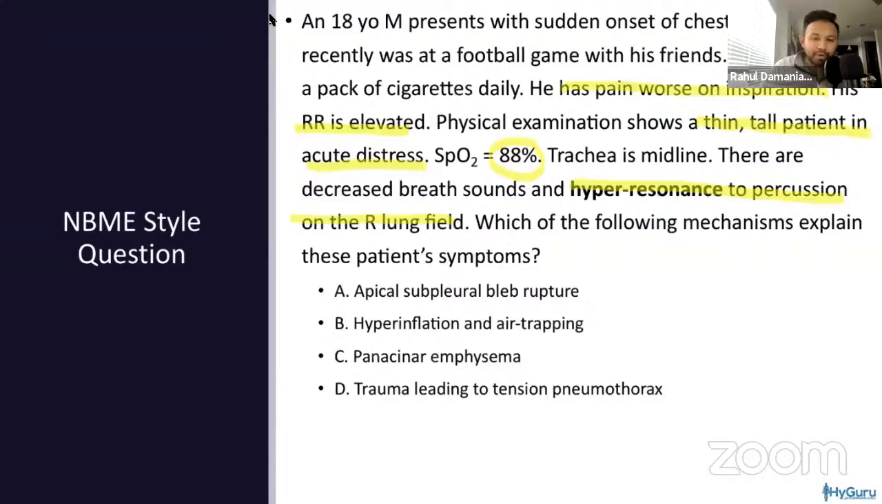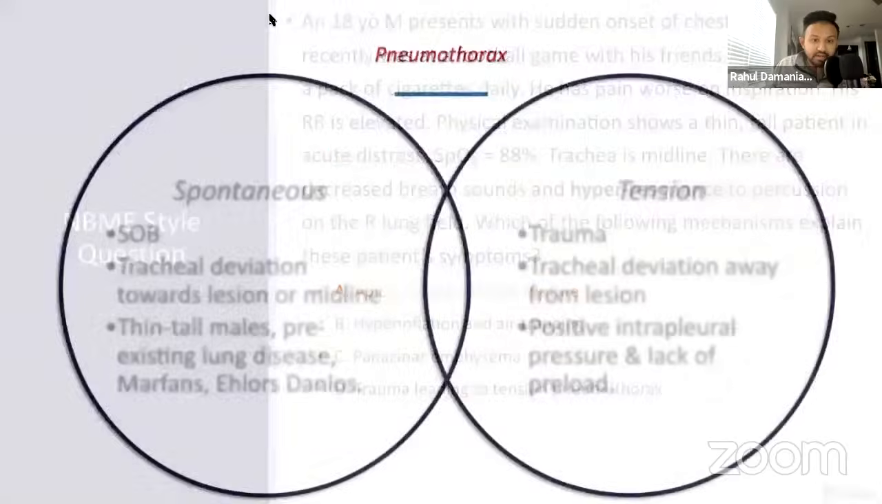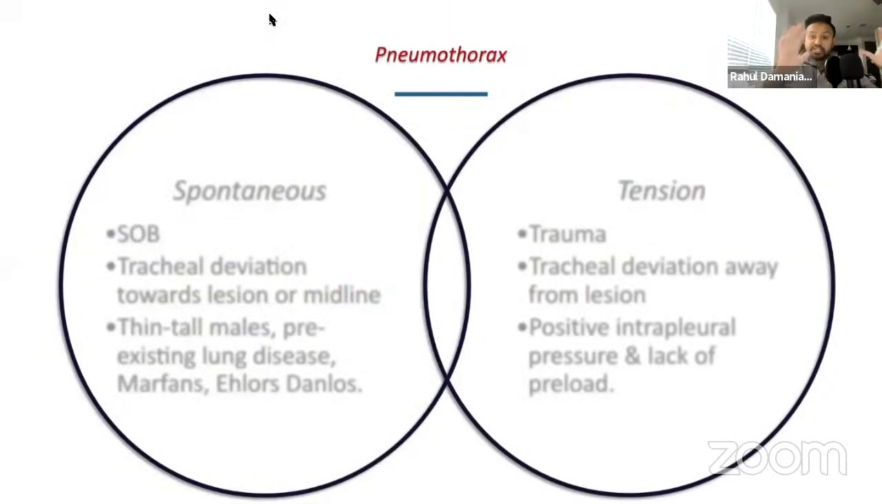And people are putting in A, and you're absolutely correct. The rupture of the apical bleb, I can't stress that enough, because that causes those spontaneous pneumothoraces. Remember, the trachea being midline or shifted towards the side of the lesion is key for spontaneous pneumothoraces, whereas tension pneumothoraces, they're going to have tracheal deviation to the opposite side. So let's just compare and contrast spontaneous versus tension pneumothoraces.